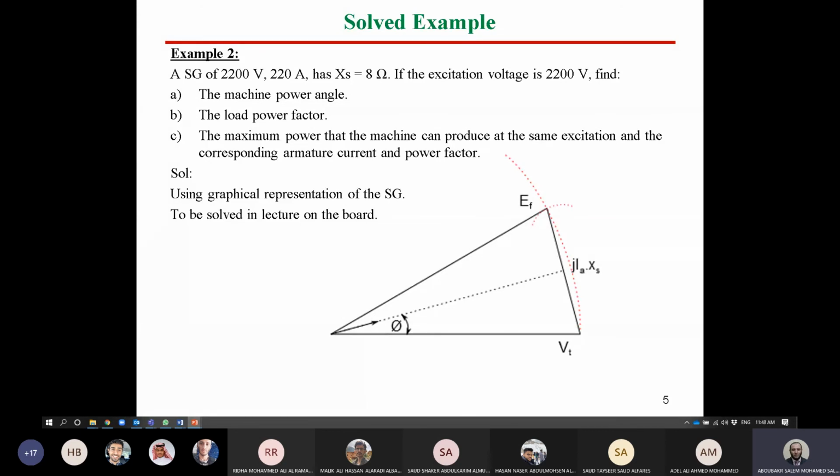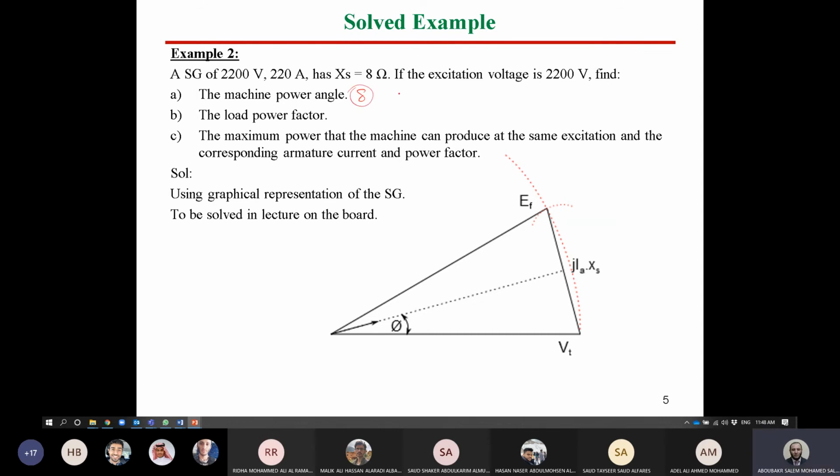We have here a synchronous generator of 2200 volts. So this is now the terminal voltage, and the current was 220 ampere. XS equals 8 ohm. If the excitation voltage is 220 volt, find the machine power angle. So number 1 here, we need to calculate delta.